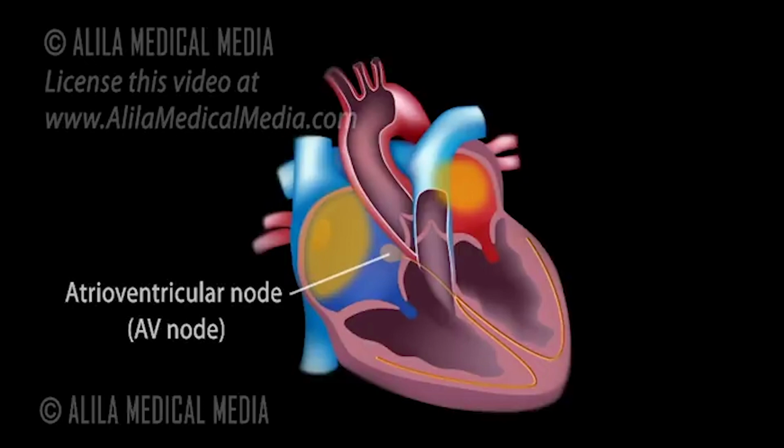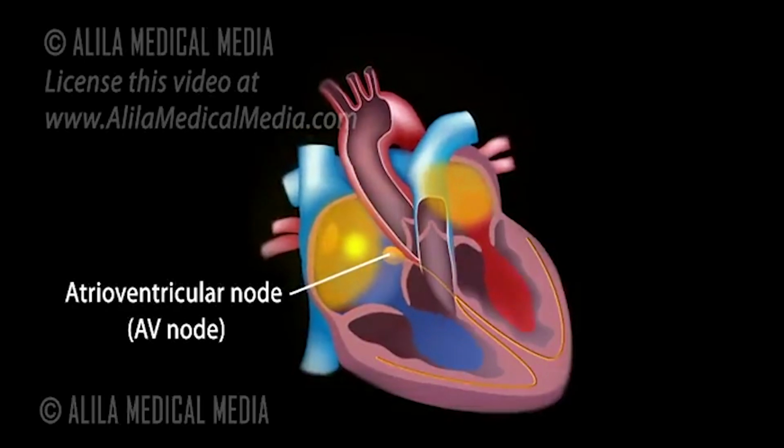The AV node serves as the electrical gateway to the ventricles. It delays the passage of electrical impulses to the ventricles. This delay is to ensure that the atria have ejected all the blood into the ventricles before the ventricles contract.